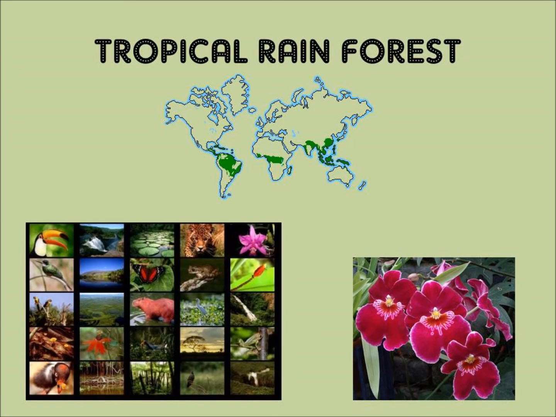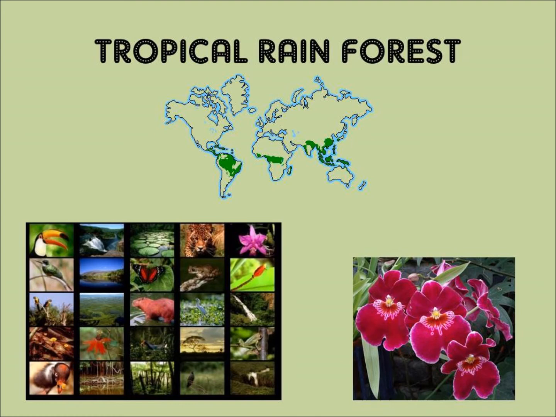The tropical rainforest. Most of the tropical rainforests are located in South America and Asia. It rains a lot in tropical rainforests. The climate is very wet. It is hot and humid all over the year.